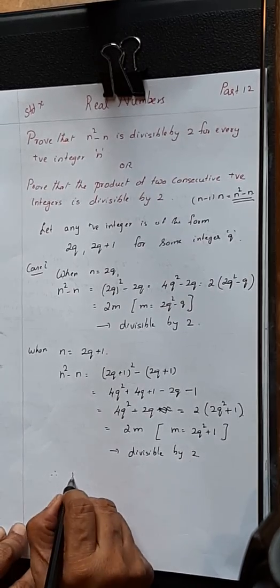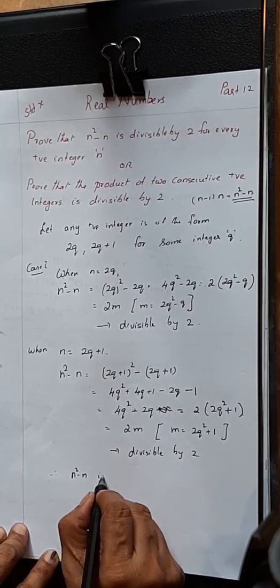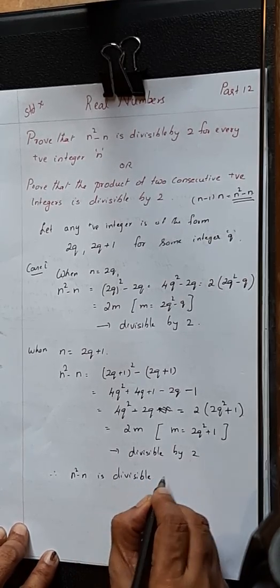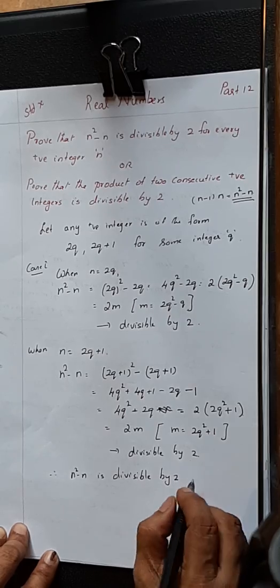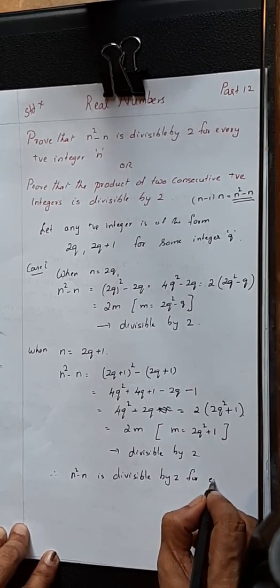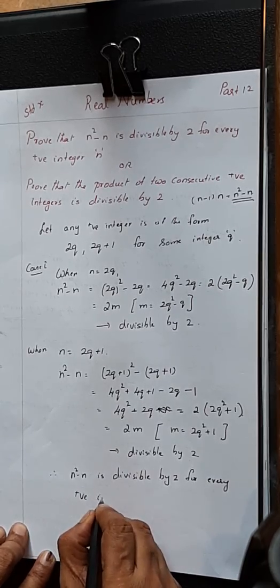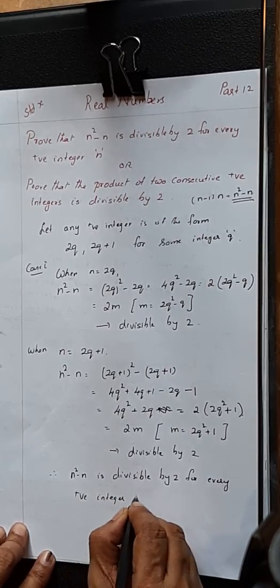Therefore n squared minus n is divisible by 2 for every positive integer n.